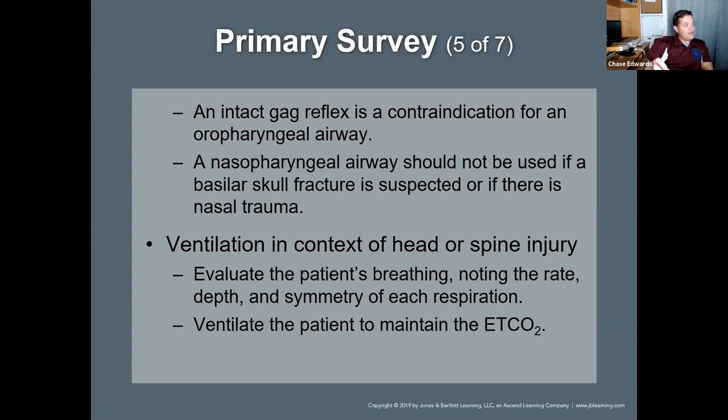So talking about ventilation in context of head or spine injuries, you can evaluate the patient's breathing, noting the rate, depth, and symmetry of each respiration. You're constantly going to ensure adequate oxygenation and ventilation in any patient with a head injury. Administer 100% oxygen via a non-rebreathing mask if the patient is breathing adequately. You want to ventilate the patient to maintain the ETCO2 readings. And under no circumstance should ETCO2 be allowed to ever drop below 25 millimeters of mercury, right? So ETCO2 should never be allowed to drop below 25.